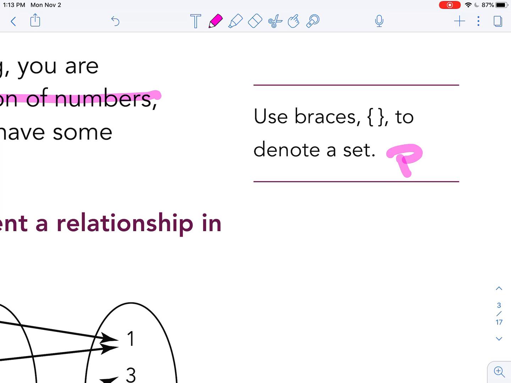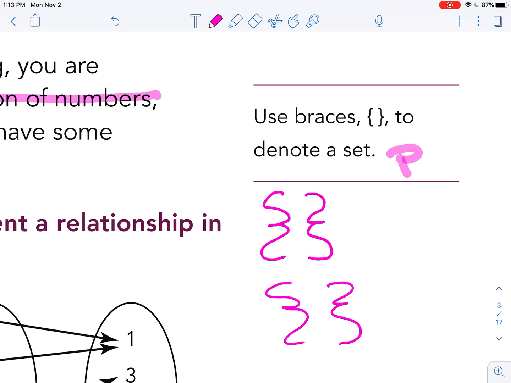Now to write the open brace, you can write an S and then write a 2. And then a closed one, you write a 2 and then an S. So an S and a 2 and a 2 and an S. Okay.